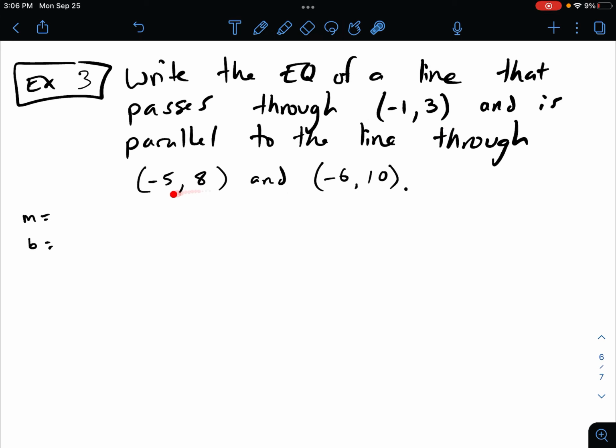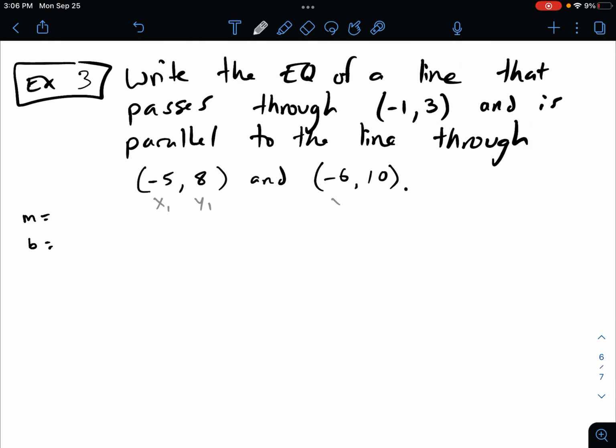Last one here, we're going to write the equation of a line that passes through the point -1, 3, and is also parallel to the line that goes through these 2 points. So right off the bat, we don't really know the slope, nor do we know the y-intercept, okay? But I can find the slope of the line that goes through these 2 points.